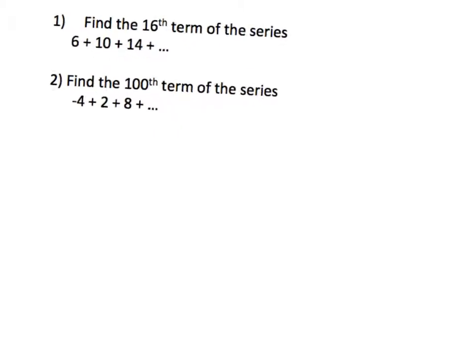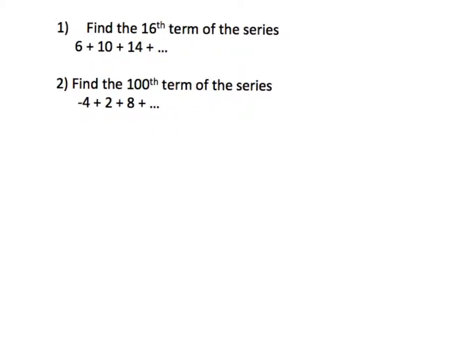So the first example says find the 16th term of this series. In this series here, A, the first term, is 6, and you can see D, the common difference, is 10 minus 6, or 4. And you can also see the difference between these two terms is also 4.